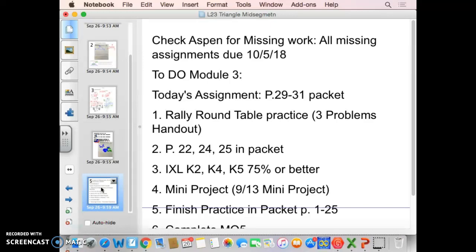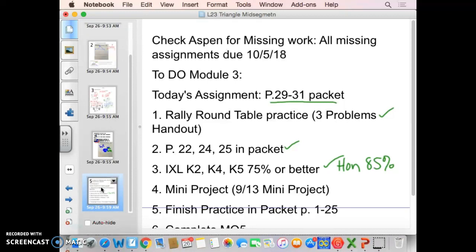So today's assignment, you had to do pages 29 through 31 in your packet. And then you've got from yesterday the rally roundtable practice. That was 3 problems. It was a handout. It's not in your packet. Pages 22, 24, and 25, that is in your packet. Make sure that's complete. It's extra practice for the test. IXL, again, not in your packet. You need a 75% or better. If you're in an honors class, you need an 85% or better.